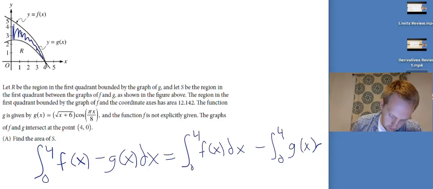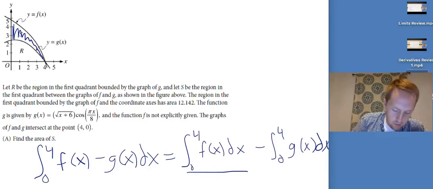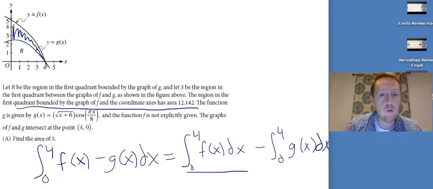This, they actually did give me. Right here it says the region in the first quadrant bounded by the graph of f and the coordinate axes has area 12.142. That means the integral of f from 0 to 4 is going to be 12.142. The other integral I'm going to get out of my calculator, which I have yet to do. So let me go do that real quick.